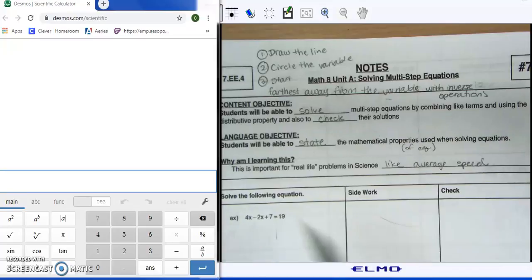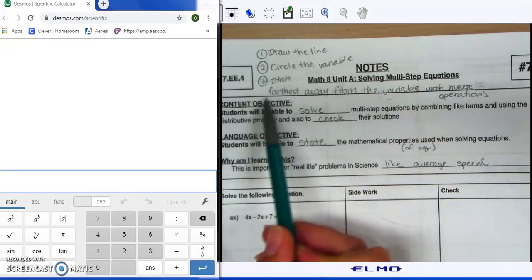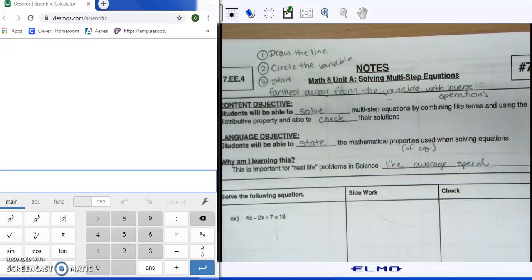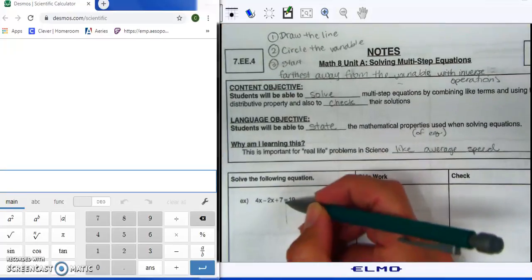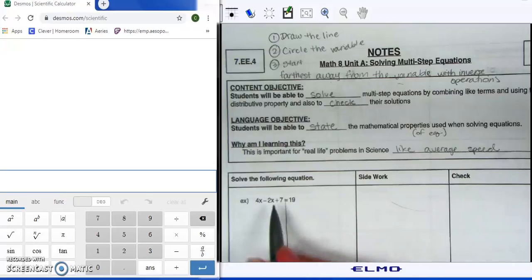All right, remember our steps to solving. Number 1, draw the line. Number 2, circle the variable. And number 3, start farthest away from the variable with inverse operations. So let's look at our first example. I'm going to go ahead and draw the line there. But when I circle the variable, I notice there's 2 of them. And they're on the same side. So that tells me I can combine these like terms.